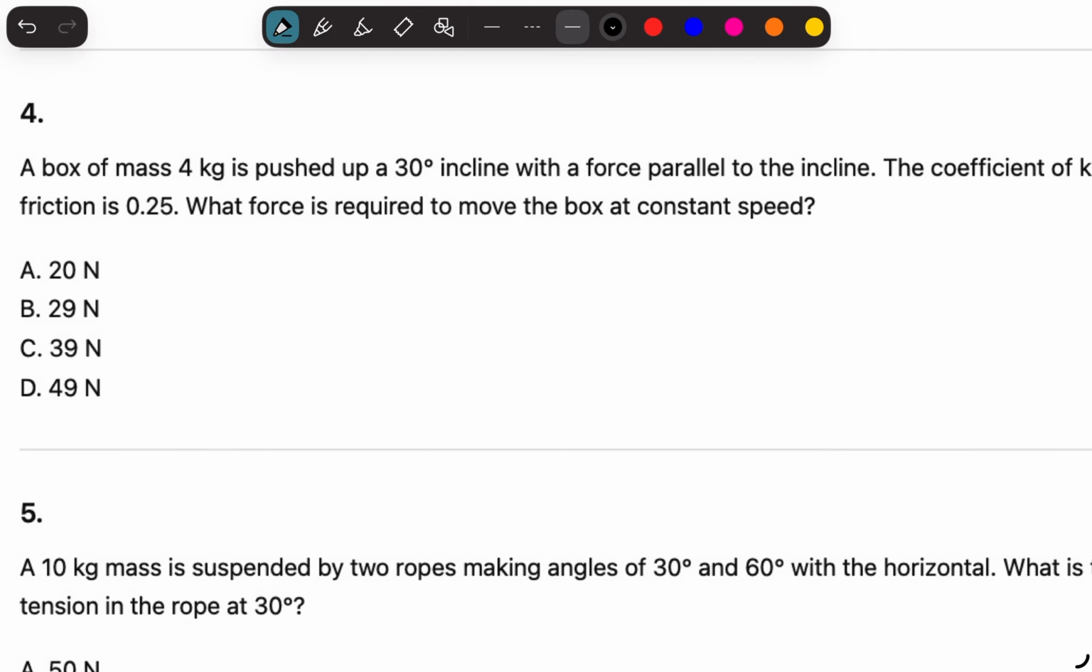A box of mass 4 kilograms is pushed up a 30-degree incline with a force parallel to the incline.